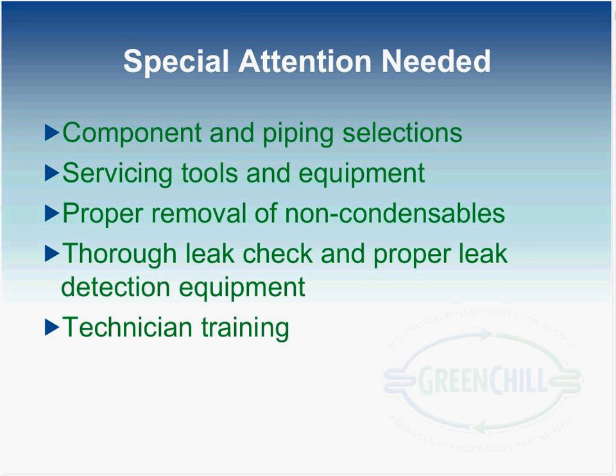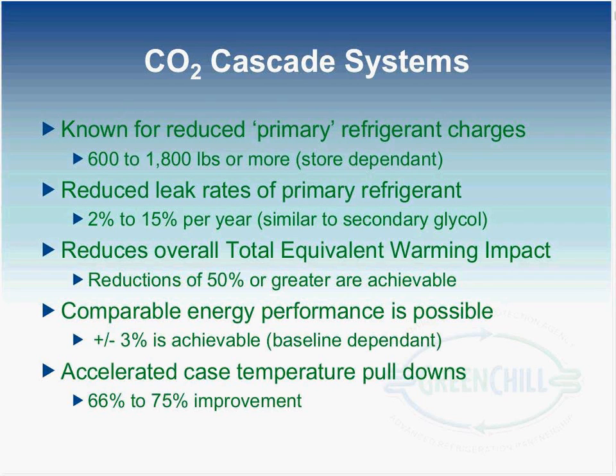The operation of a cascade system and some of the differences relative to a standard system. I want to highlight some of the advantages of using CO2 in a cascade system. CO2 is known for reducing the primary refrigerant charge, similar to other types of technologies like glycol and such. Reducing the primary refrigerant charge is a big benefit, and we see anywhere from 600 to 1,800 pounds or more of reduction with the use of a CO2 cascade system.